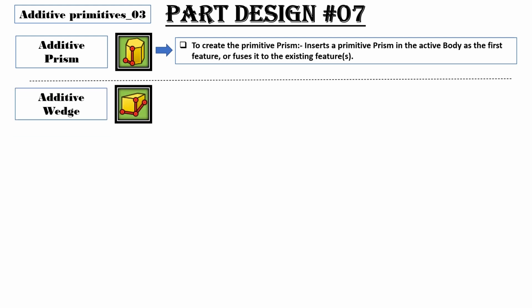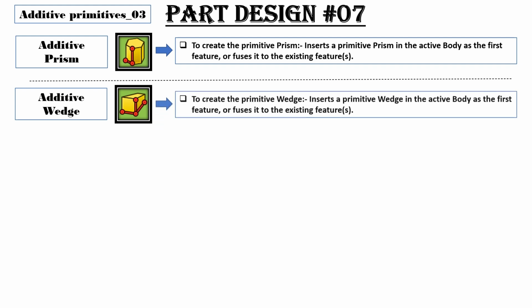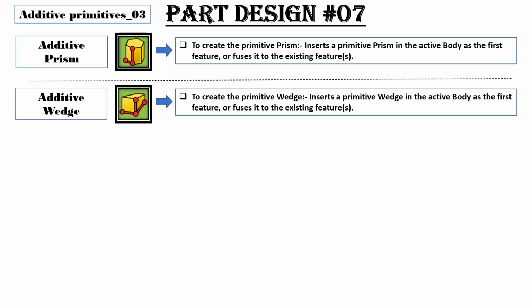The next additive primitive is Wedge. To create the primitive wedge, similar to additive prism, insert a primitive wedge in the active body as the first feature or fuse it to the existing feature.